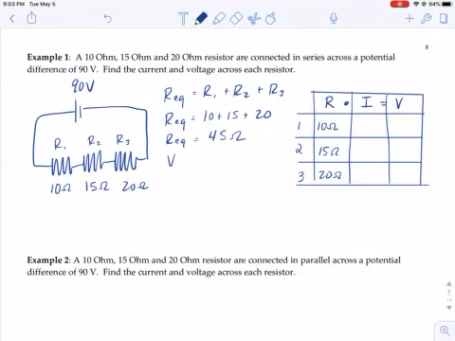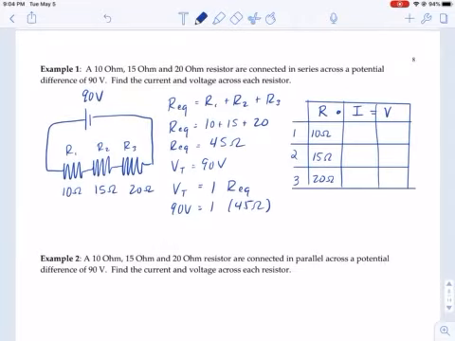And once I have that equivalent resistance and I know the total voltage, I can use Ohm's law. And I'm going to use Ohm's law for the entire circuit. So I'm using the total voltage and the equivalent resistance. So to solve for I, I would divide both sides by 45, and I would get that the current is 2 amps. So there are 2 amps of current flowing through each resistor.